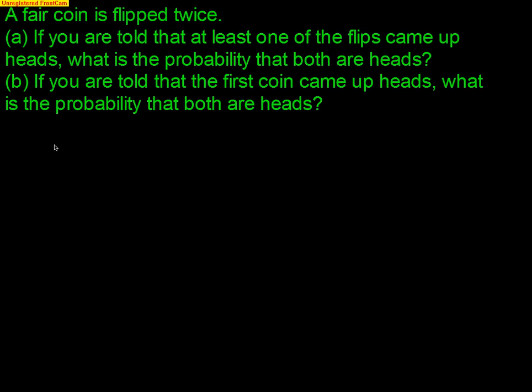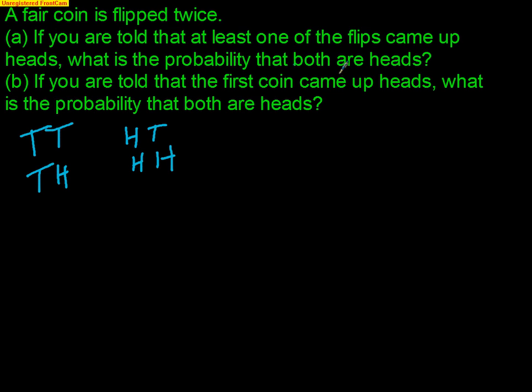Okay, so let's write the sample space for this. I know it's been a while, so we might not remember what sample space is, but let's write it out. Remember, sample space is a list of all possible events. So it could be tails, tails, tails, heads, heads, tails, or heads, heads. This is my sample space. So let's see how it applies here.